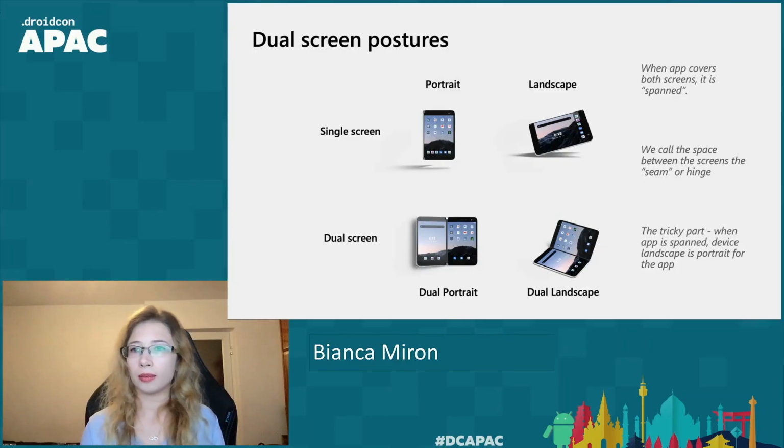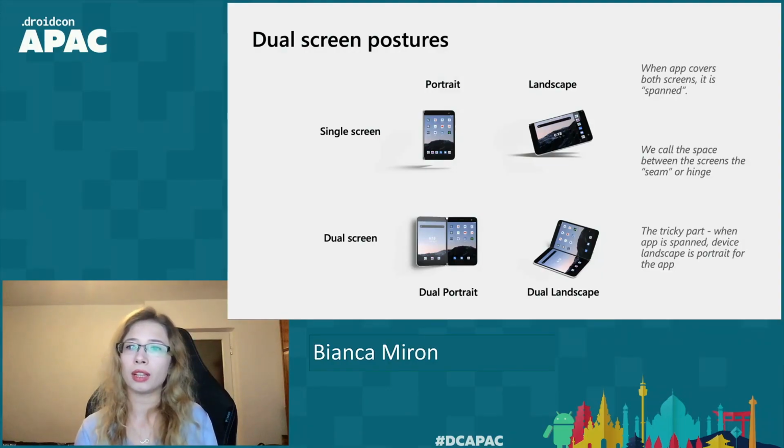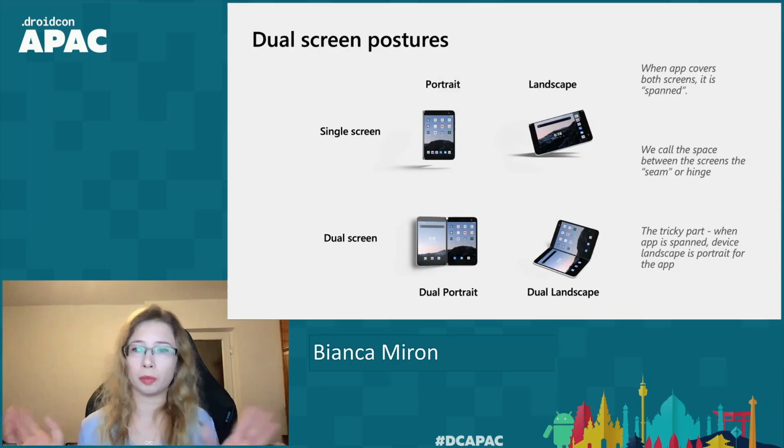And now let's talk about some terminology in order for all of us to speak the same language. So when the application covers both screens, we call it spans. So as I said, by dragging the bar to the middle of the device. We also call the space in between the screens the seam or the hinge for the hinge devices.